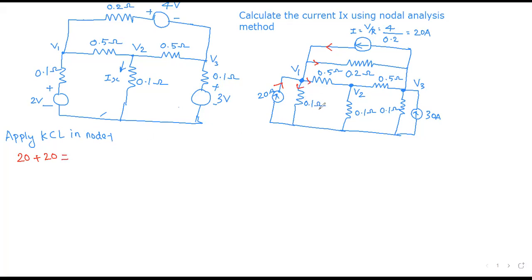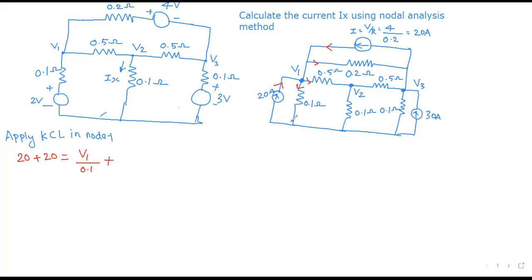So for the 0.1 ohm resistor, there is a leaving current, for the 0.5 ohm resistor, there is a leaving current, and for the 0.2 ohm resistor, there is a leaving current. Okay, then for the 0.1 ohm resistor, the current I is equal to V by R, right? So V1 divided by 0.1. That is very important because the current I equals V by R. I is V1 divided by 0.1 for the first component.